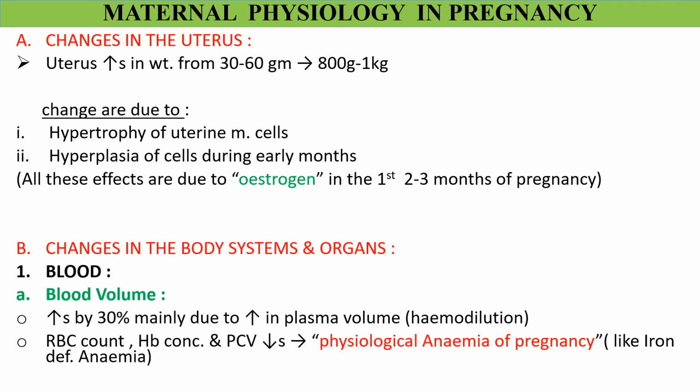The total blood volume increases by about 30%. The plasma volume increases relatively more than the red cell volume, which leads to hemodilution. Therefore, pregnant female experiences physiological anemia of pregnancy.